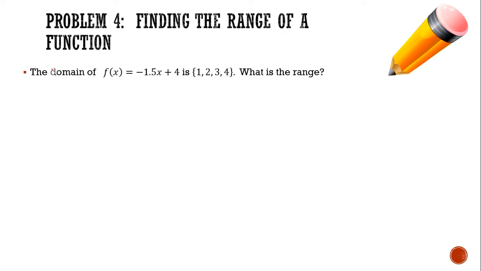So let's put this in easy terms. Domain, they're saying the x values. If you remember, that's what domain is. So the x values of this function are 1, 2, 3, and 4. What is the range? Now, range is code word for y values.